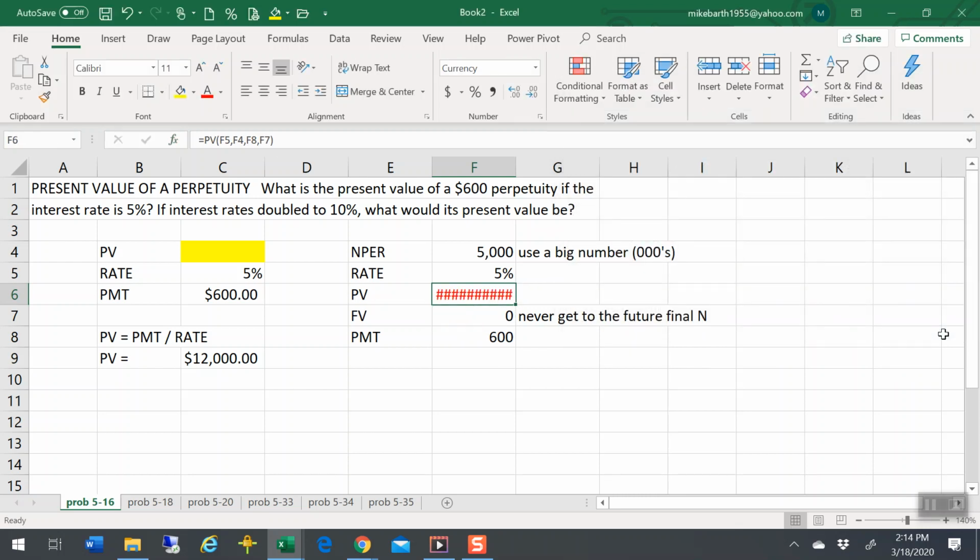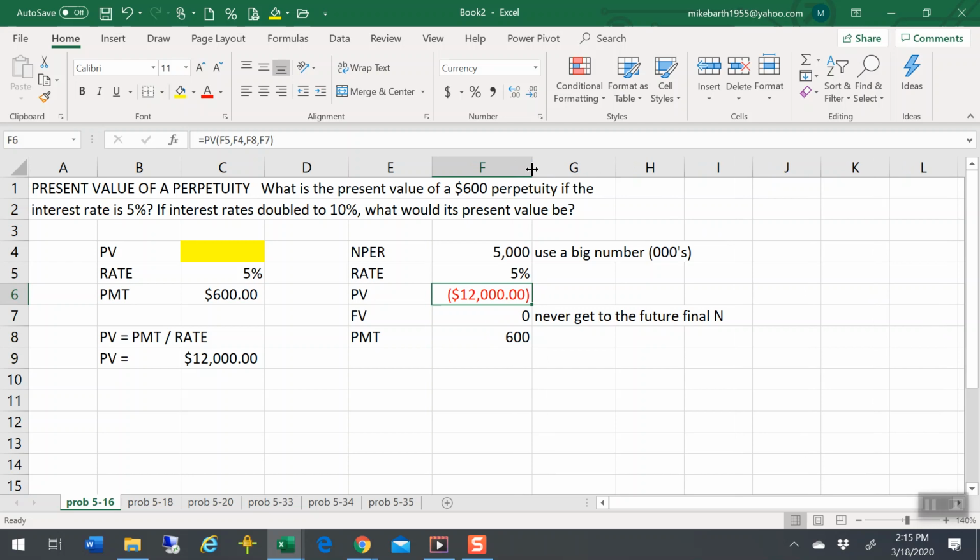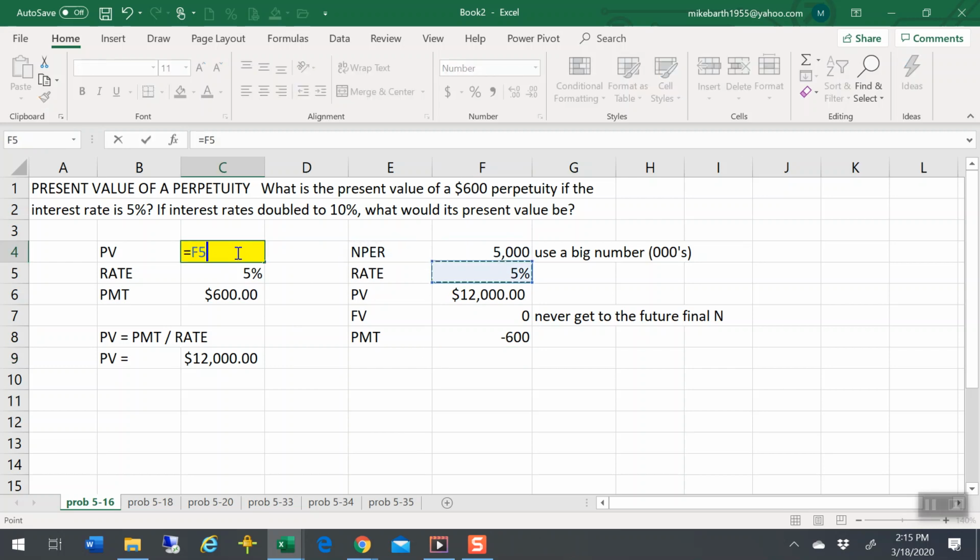Now, this is the complicated way of doing it, but it'll get you the answer either way. Note that it comes out as a negative number because I made the payment positive. If I made that a negative, then it'll come out to 12,000. But either way, the answer you get using this approach is the same answer you would get using the formula approach.